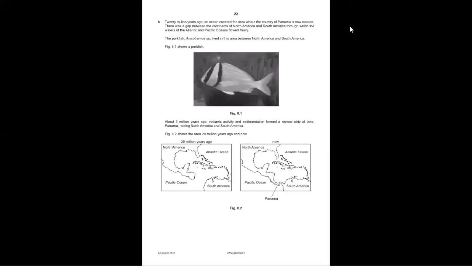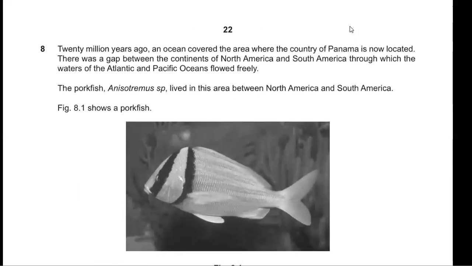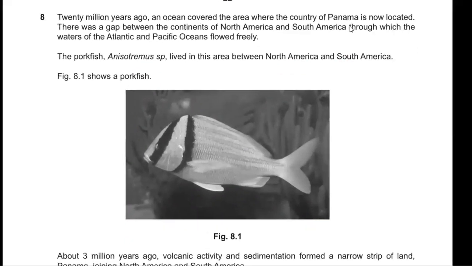The first question that I'm taking is from October-November 2021, variant 42. So this fish here, they are telling us that 20 million years ago, an ocean covered the area where the country Panama is now located. There was a gap between the continents of North and South America through which the waters of the Atlantic and Pacific Oceans flowed freely. The porkfish, which is shown here, the name is provided to you, lived in this area between North and South America. This is what's happening here.